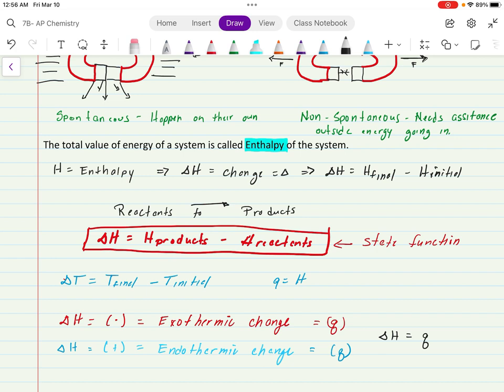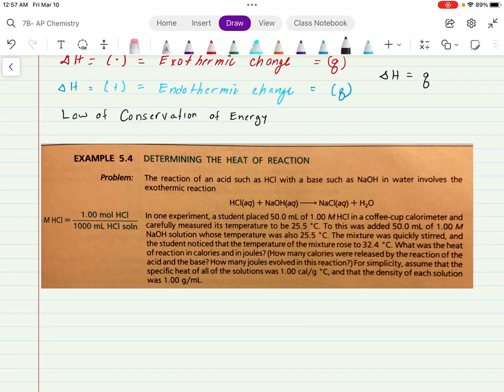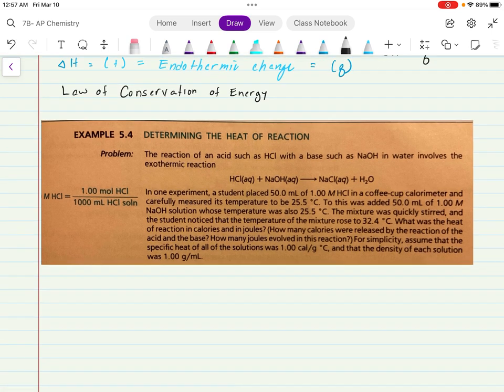Energy cannot be created or destroyed, kind of like the law of conservation of mass. We have the law of the conservation of energy. Energy can only be transformed, right? Because we can measure how it's being changed. Now, how we measure that is by a process called calorimetry. Calorimetry is how we measure how energy is transformed, right? So let's take a look at this example question right here.